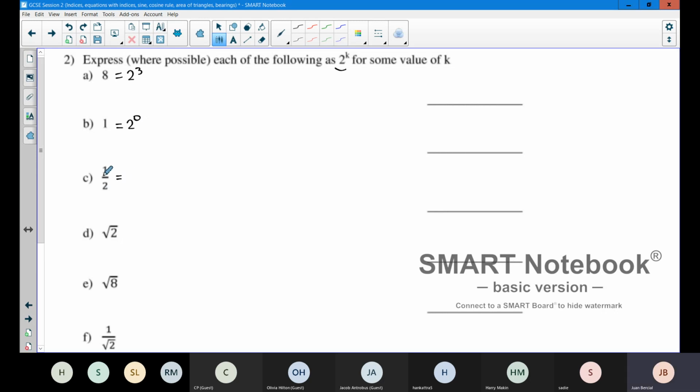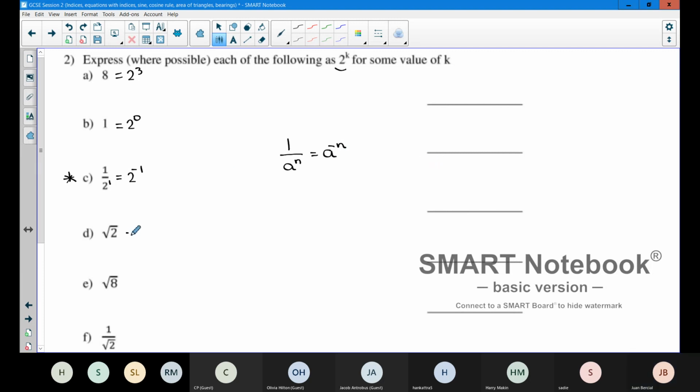Now here, we've got 1 over 2. So when we've got 1 over something, these are always negative powers. So 1 over 2 is 1 over 2 to the power 1. This is the same as 2 to the power of minus 1. This is an important one to remember. When you've got 1 divided by a to the power n, whenever you have something in the denominator, it is a negative power. This is a very important one to know.